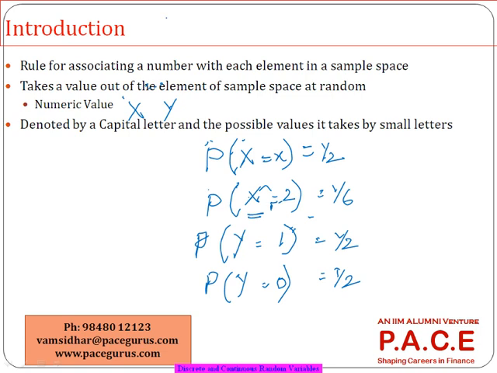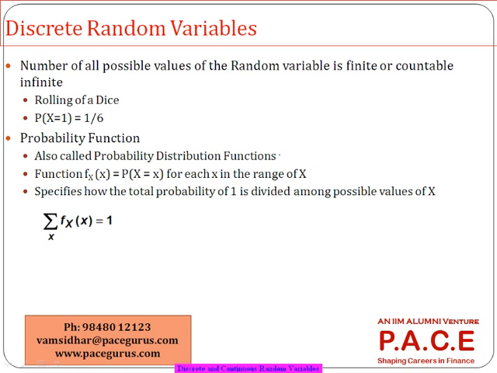That is where we say the random variable is denoted by a capital letter, and the possible values it takes are denoted by a small letter like this. Discrete is nothing but throwing a dice or tossing a coin, where I can count how many outcomes are really possible. That is what we call a discrete variable.